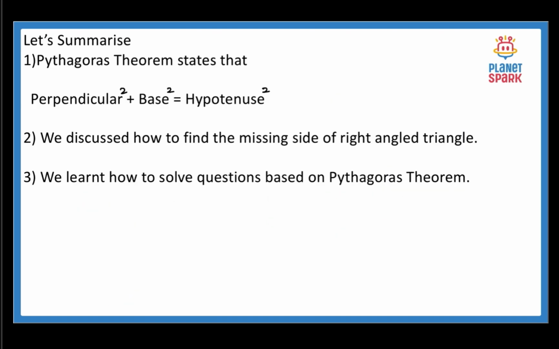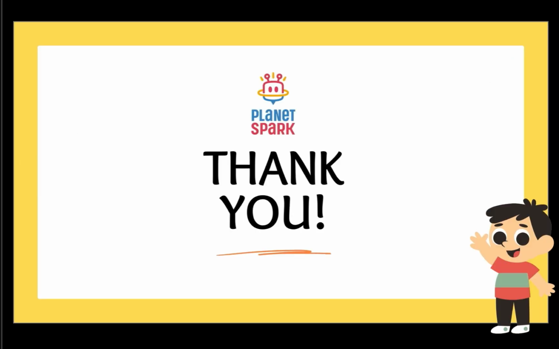So this is how we have learnt that Pythagoras theorem states that perpendicular square plus base square is hypotenuse square. We learnt to find out the missing side of the triangle and also solve the questions.